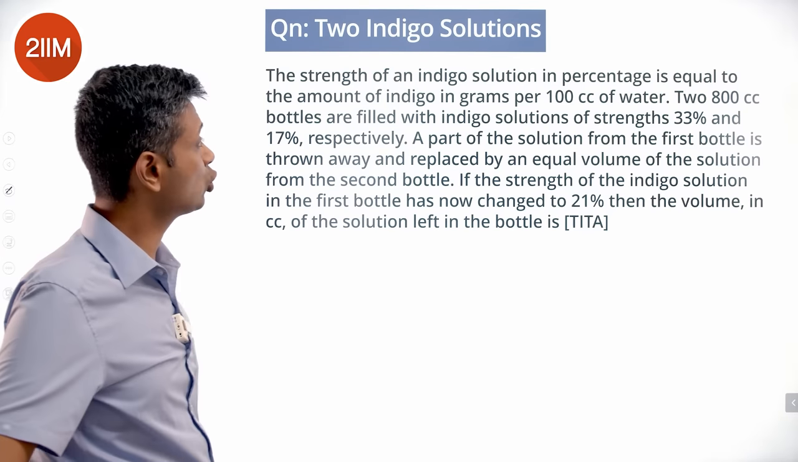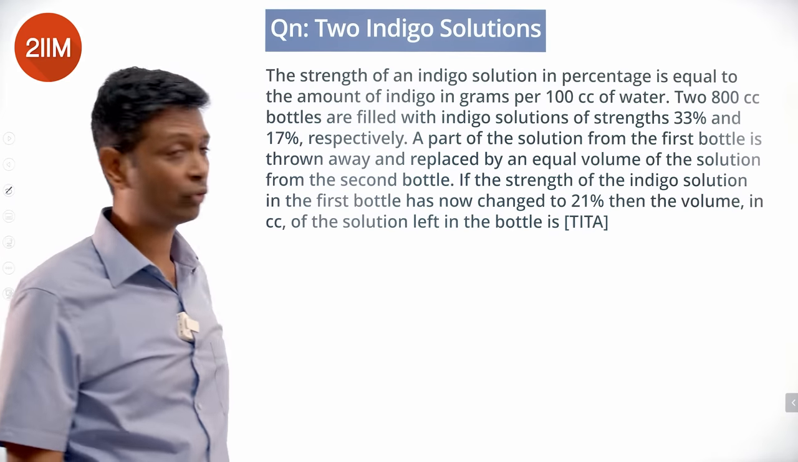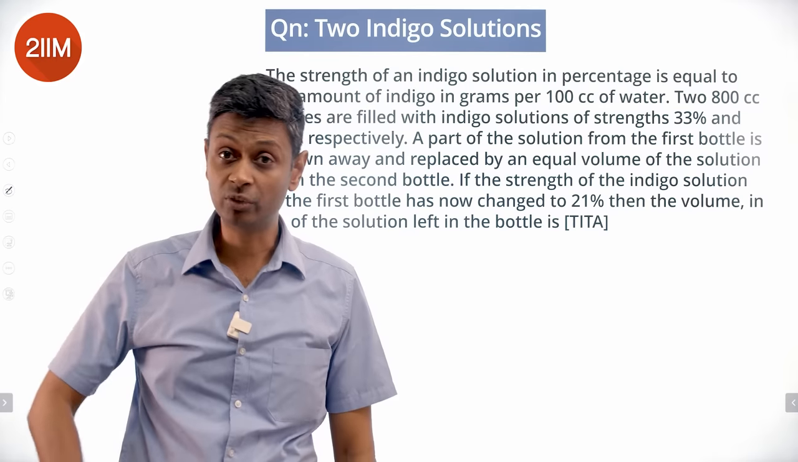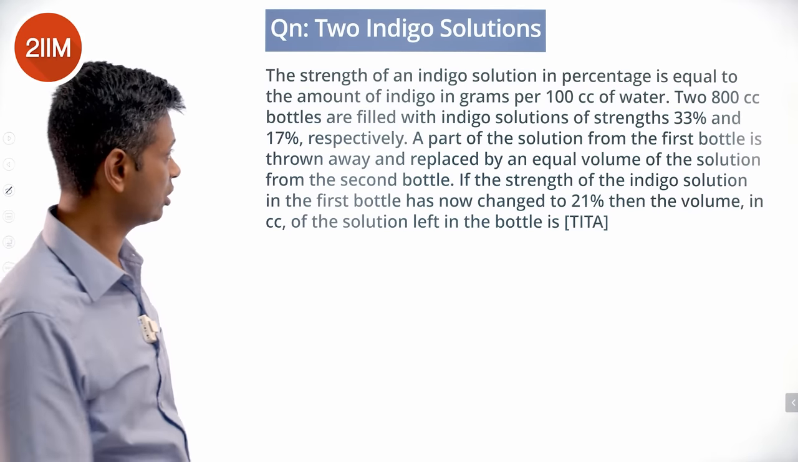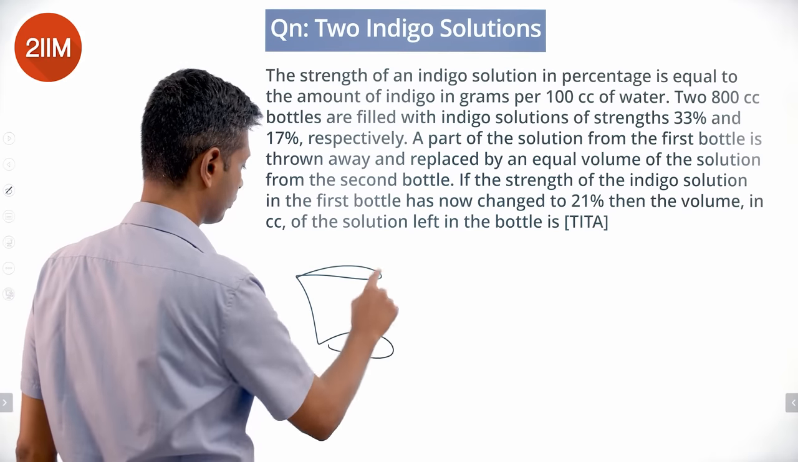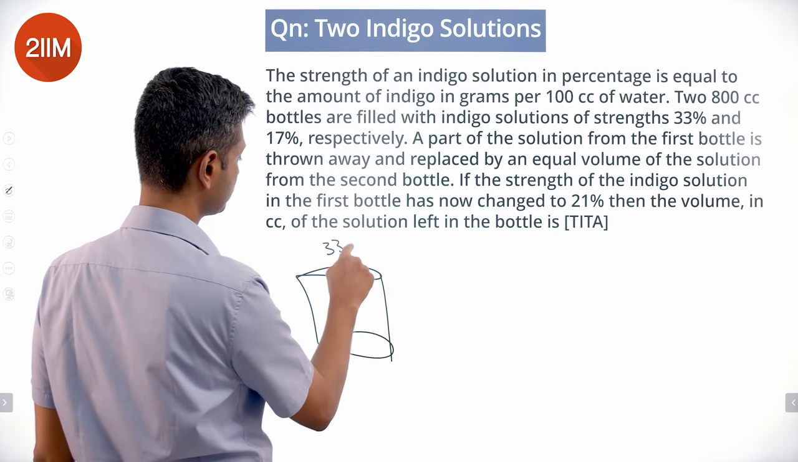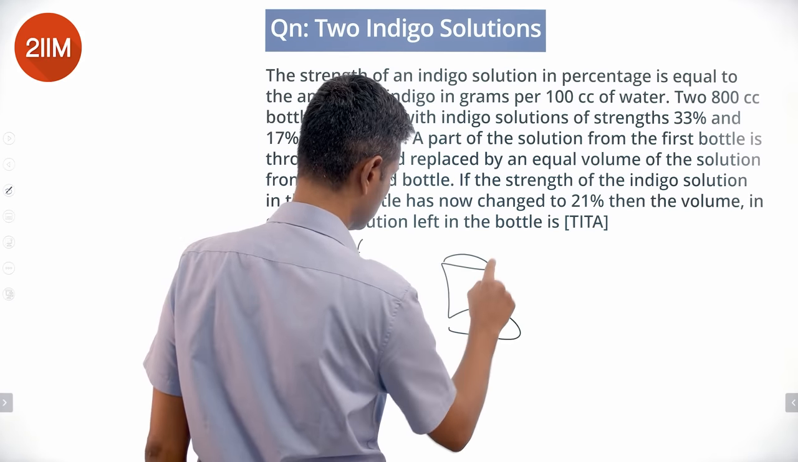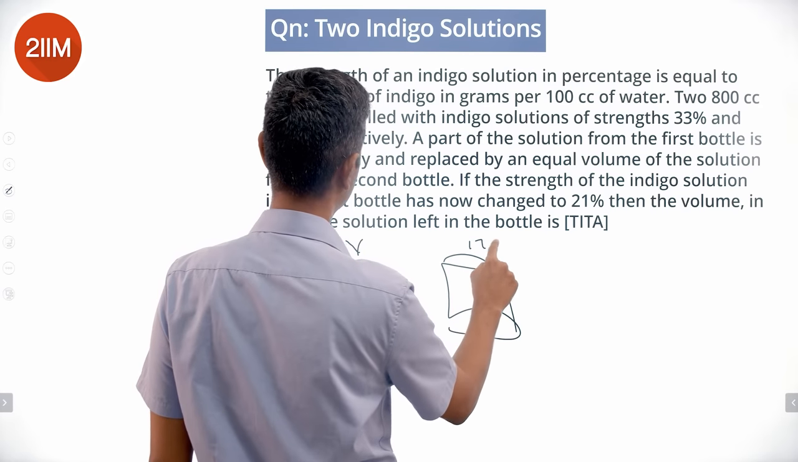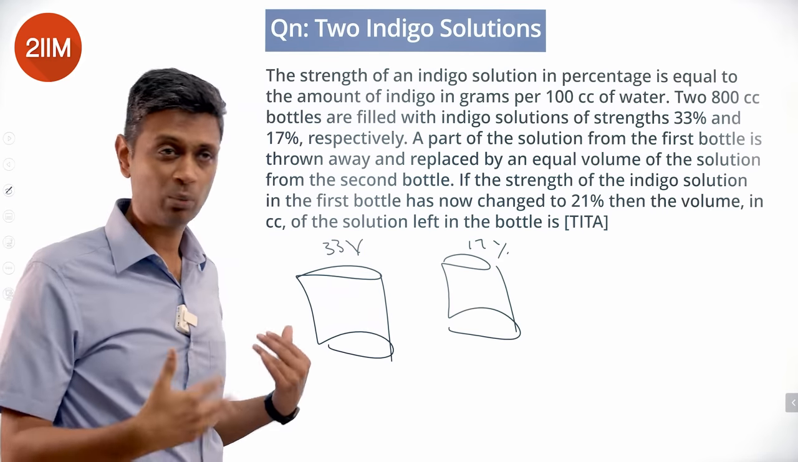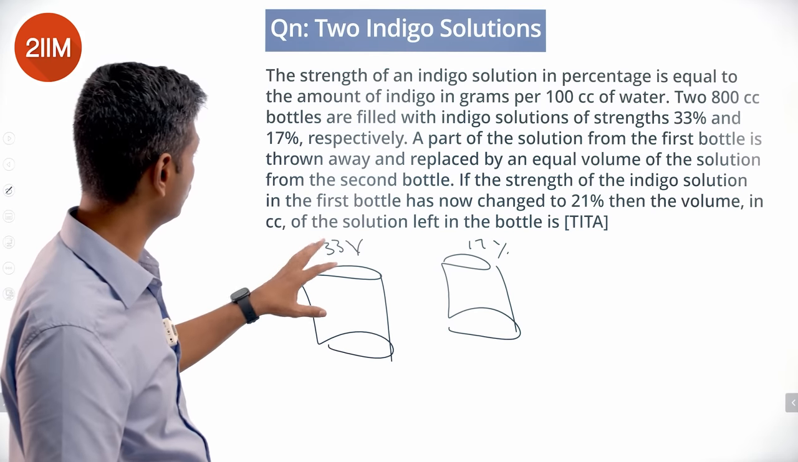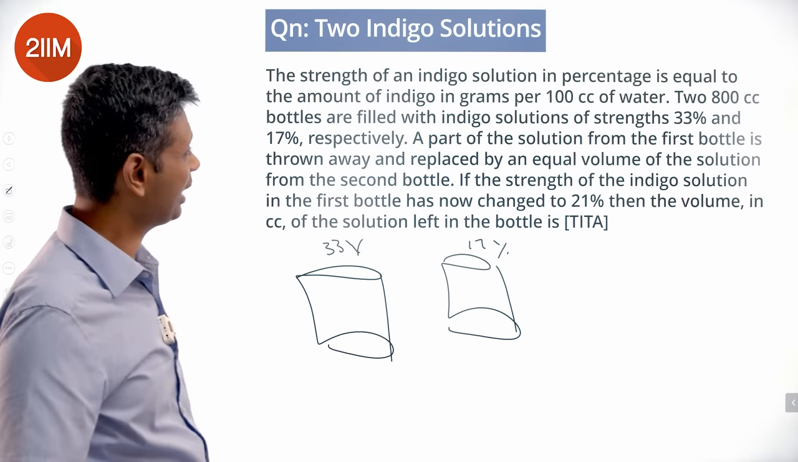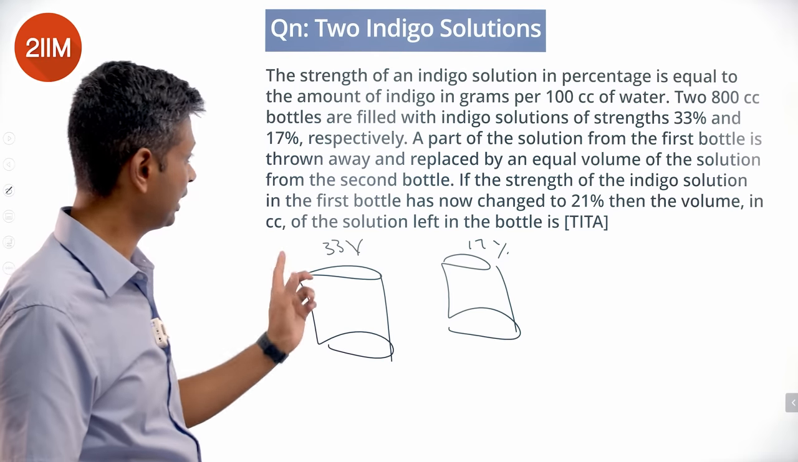The strength of an indigo solution in percentages is equal to the amount of indigo in grams per 100 cc of water. Two 800 cc bottles are filled with indigo solutions. One is 33%, the other is 17%. Equal volume, 800 cc each. A part of the solution from the first bottle is thrown away and replaced by an equal volume of the solution from the second bottle.